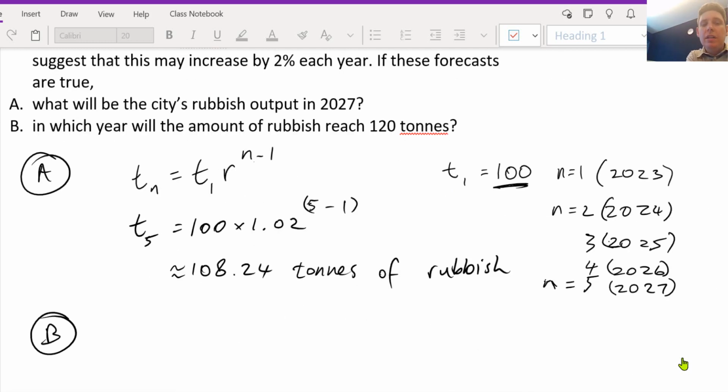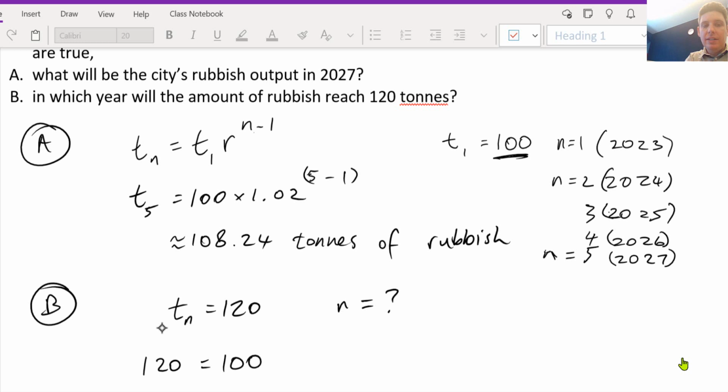All right, the second one. In which year will the amount of rubbish reach 120 tons? So this time, what does 120 represent? Tn. But we don't know what n is this time. So we sub in Tn equals 120, T1 is 100, R is 1.02, and then we have n minus 1.